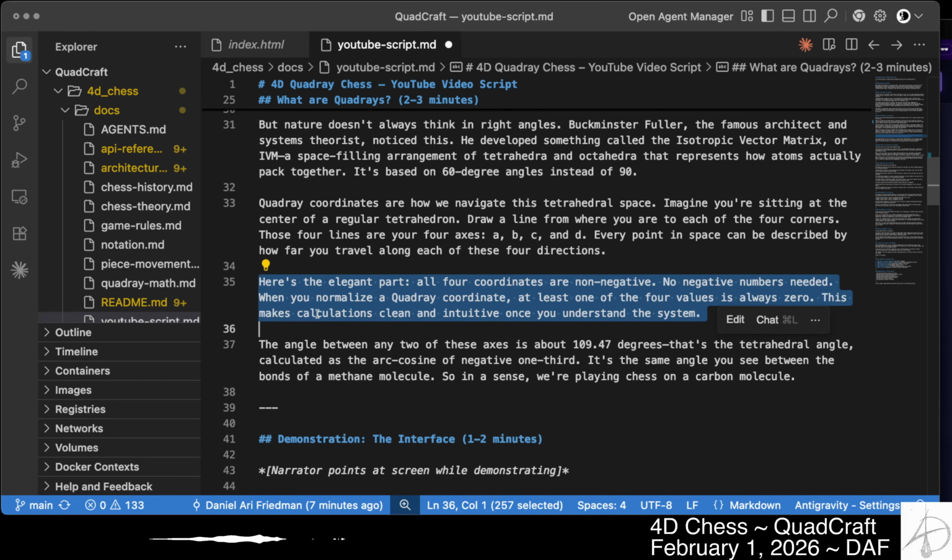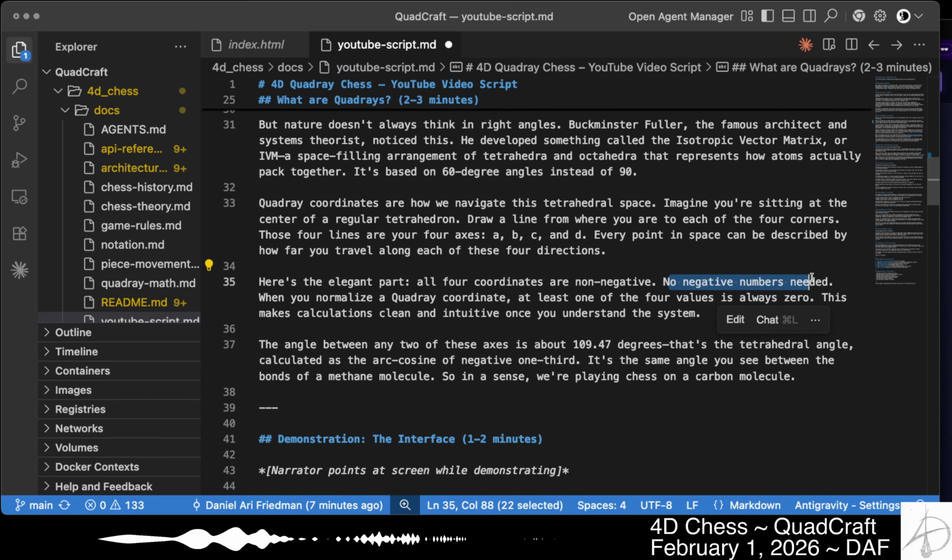Here's the elegant part. All four coordinates are non-negative. No negative numbers are needed. And also we could do all integer accounting as well. When you normalize quadray coordinates, at least one of the four values is always 0. This makes calculation clean and intuitive when you understand the system.